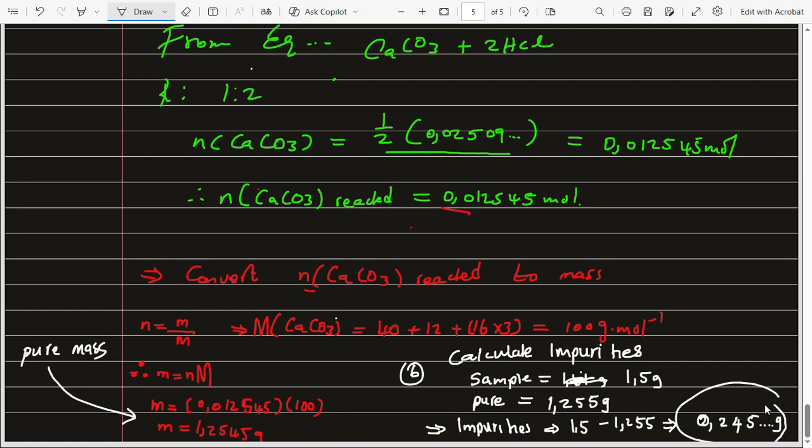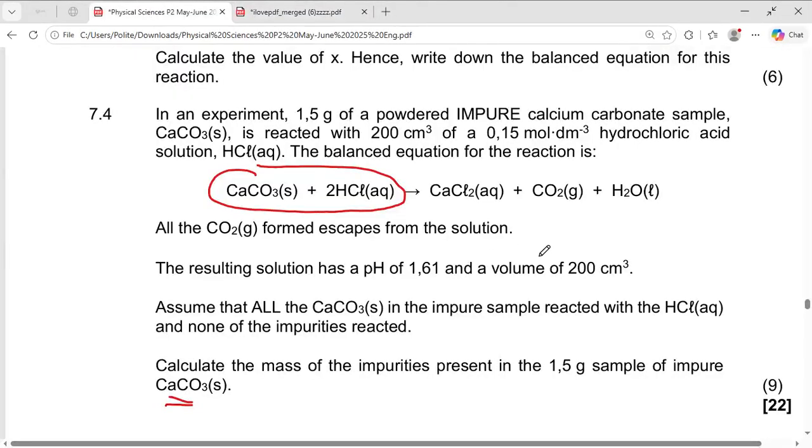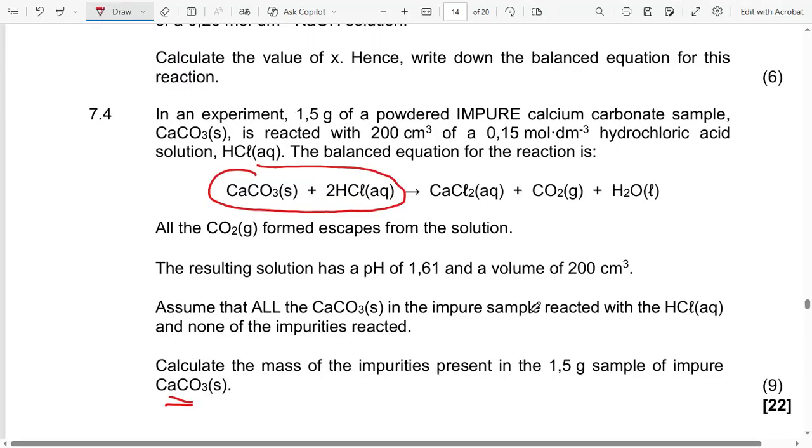Wow, that was a very long problem. But that's it for this one. This is where you can stop answering that 7.4. That was too much work, but the mark allocation is 9. So even the mark allocation tells you.